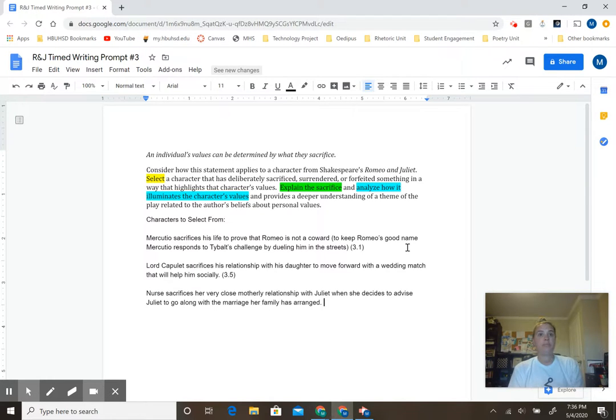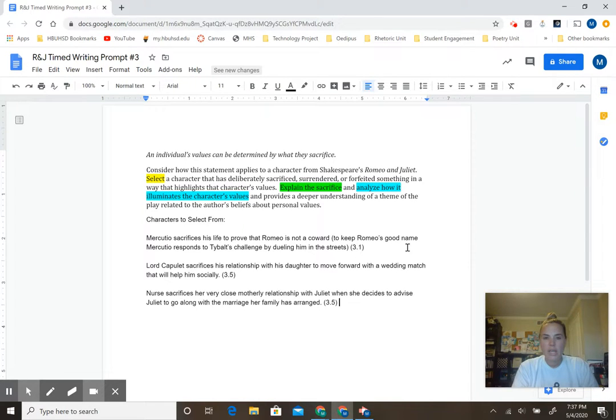And prior to Act 3, Scene 5, which is when the nurse finally says, I think you should just marry Paris. Romeo is a dishclout to him. In that advice, she sacrifices Juliet feeling like she's someone that she can trust, right? Because Juliet doesn't trust her after she advises against being faithful to her husband.